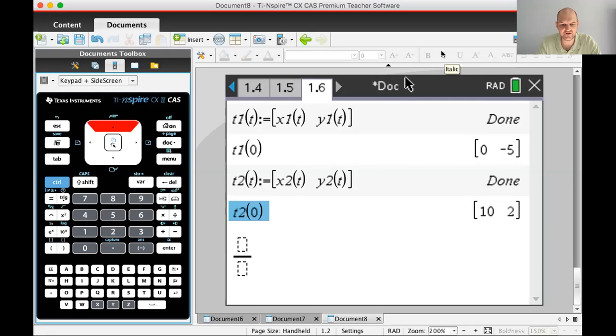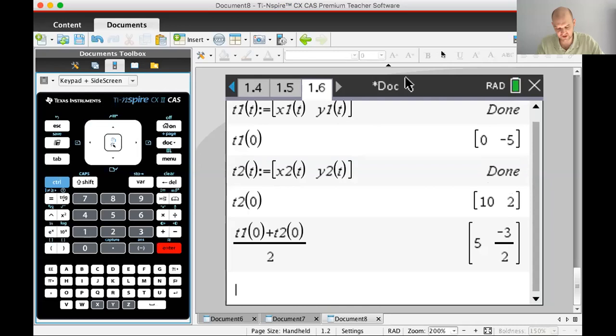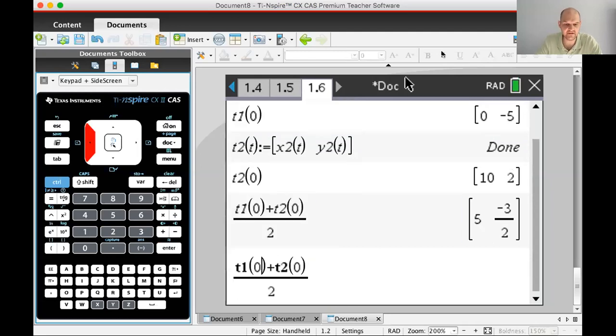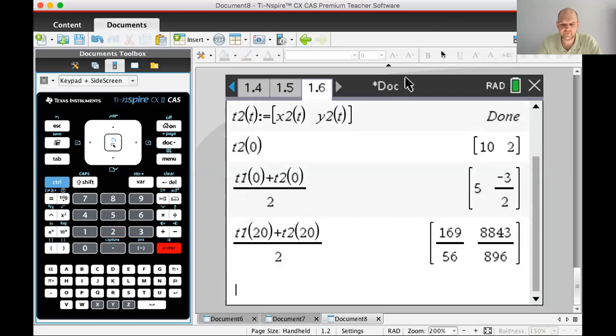And then I need the midpoint of that. So I can actually just do T1 of 0 plus T2 of 0 divided by 2. So that's going to be the starting point. So I'm writing that down on my paper, on my iPad, I guess. And then repeat the process for 20. And we get, okay, that's great. 169 over 56 and 8843 over 896. Okay, so that's where you are at the start and the stop.